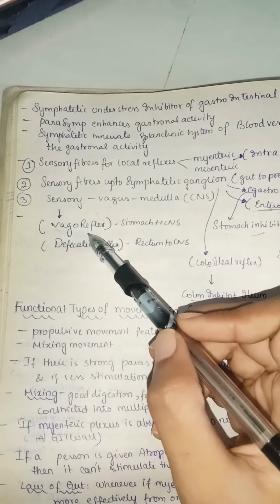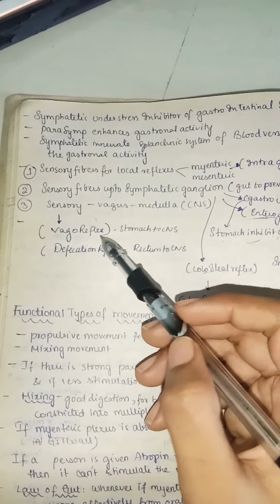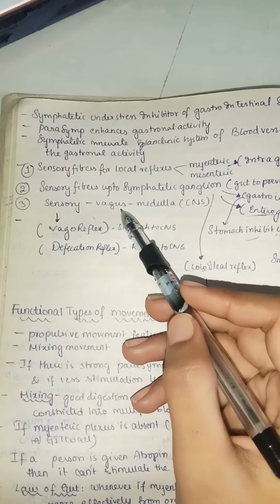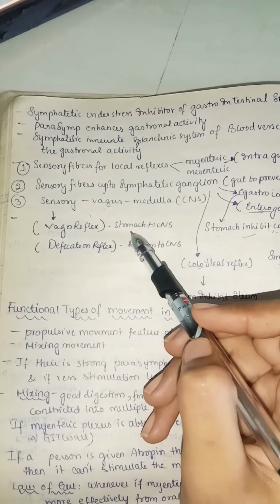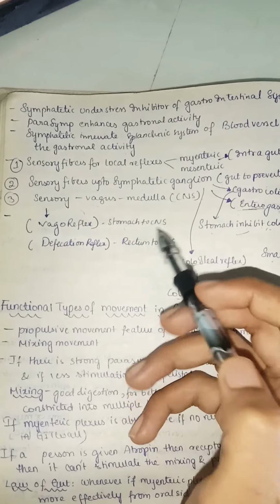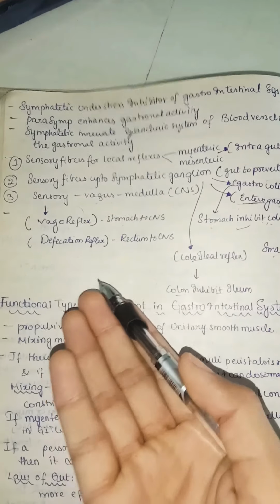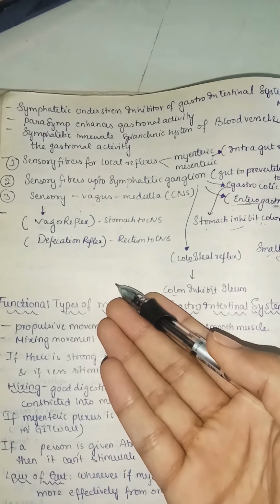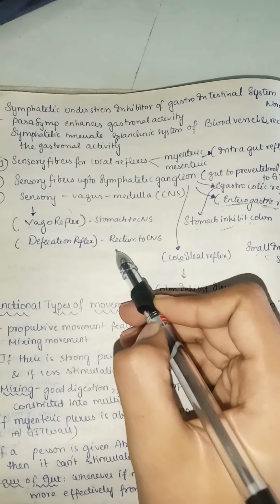And these sensory ones are the vagovagal reflex and the defecation reflex. These go through the vagus and medulla. So this is sympathetic, this is parasympathetic. Here the vagovagal reflex is from the stomach to the CNS, and the defecation reflex returns to the CNS, because from the stomach it will go to the brain, and from the brain again it will return, from the rectum to the CNS.